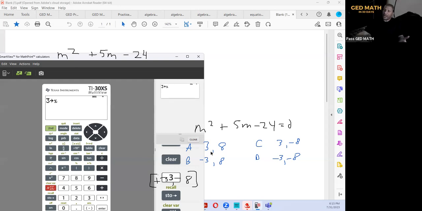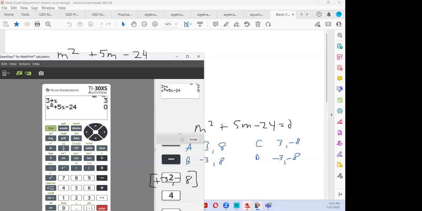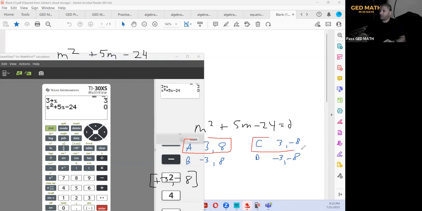So the first answer is 3 or 8. I'm going to store 3 as X, and then I'm going to write X squared plus 5X minus 24. I should get 0 if 3 solves this quadratic equation. Did I get 0? Yes. So I know 3 is a possible answer. So I know it could be A, and I know it could be C. It can't be B, it can't be D.